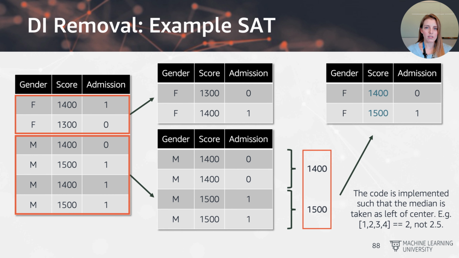And the final step now is that we need to compute the median value per outcome. So we have positive and negative outcomes. The median for admission denied is 1400, and the median for admission approved or accepted is 1500. And what we're going to do with these scores now is replace the female score with the male median. So that is going to shift our distribution of the female dataset to bring it closer to the male, or in this example, favored group.